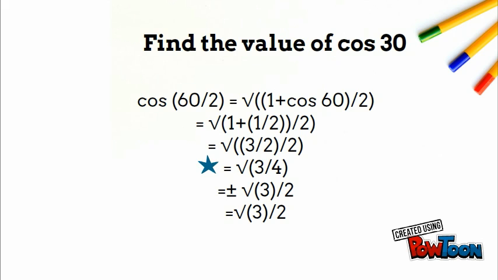We then find the square root of 3/4, which we find by simplifying the 4 in the denominator to 2 and then leaving the 3 in the numerator as the square root of 3, giving us the square root of 3 over 2. Then we determine if our value is positive or negative. We are solving for cosine of 30, which falls in the first quadrant, which means our cosine value will be positive. Therefore, our final answer is a positive square root of 3 over 2.